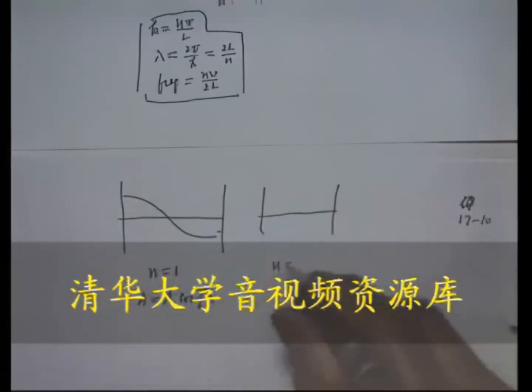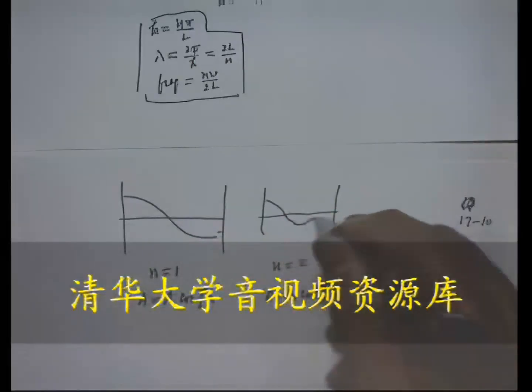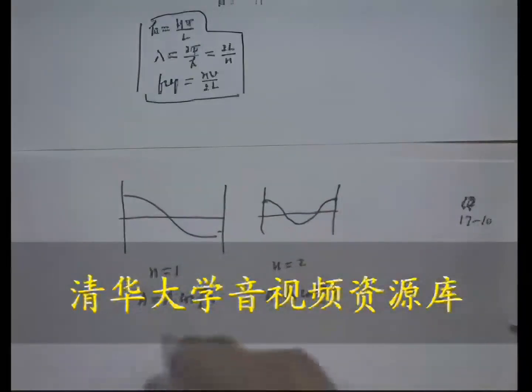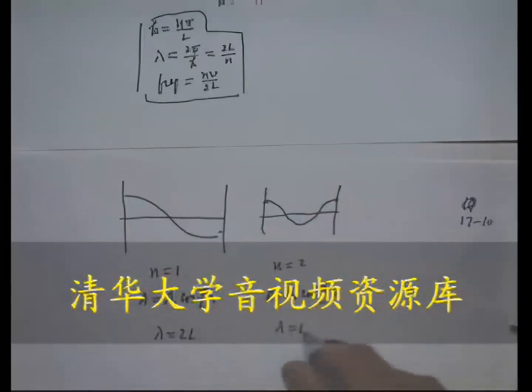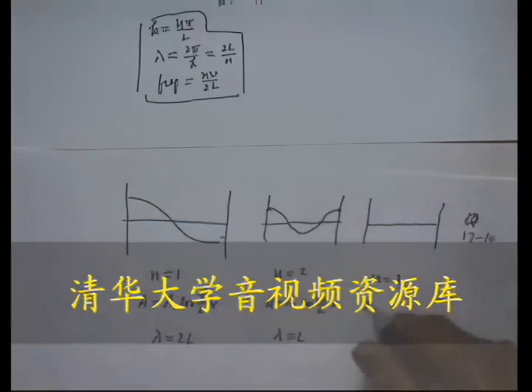For n equal to 2, A is equal to A0 cosine 2 pi over L x. In this case, lambda is equal to 2L. In this case, lambda is equal to L. For n equal to 3, A is equal to A0 cosine 3 pi over L.